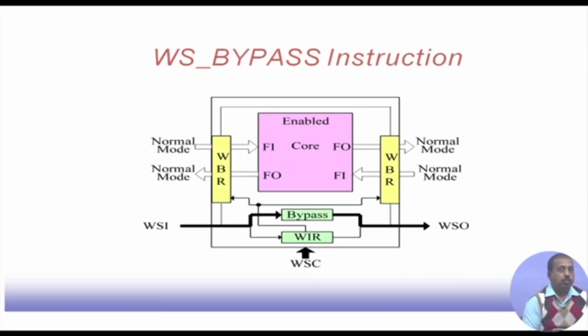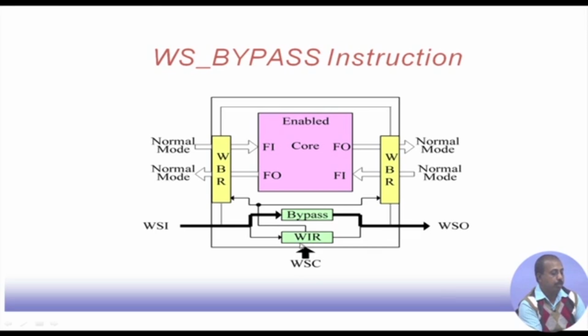Now, let us look into some of the instructions, like the bypass instruction. How is it to be implemented? The WBR will be operating in normal mode. The circuit operates in normal mode, but the wrapper scan serial control signal can tell the WIR that this is a bypass.